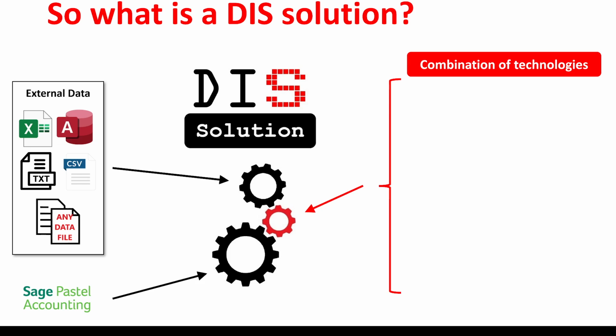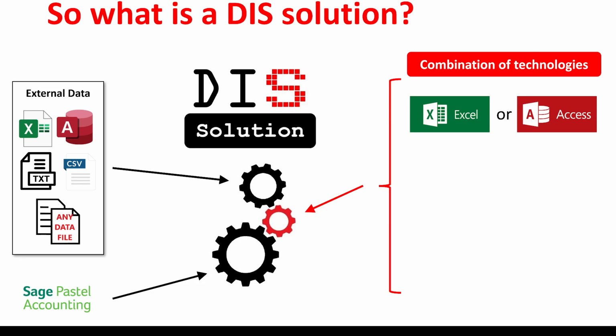A DIS solution is a custom-developed piece of software. The software itself combines different technologies in three main layers to achieve the single goal of transporting external data into Sage Pastel. The software is developed inside either Microsoft Excel or Microsoft Access, allowing the DIS solution to make use of any of the extremely powerful functions inside these applications. This represents the top layer of the solution.